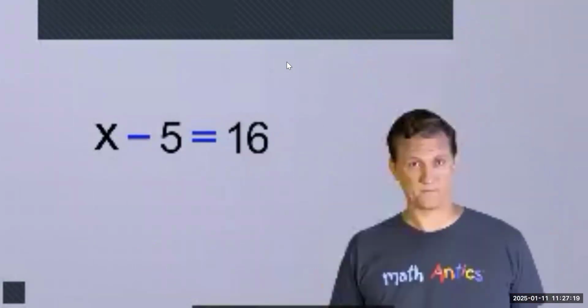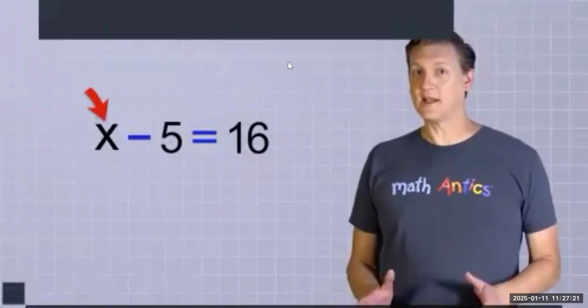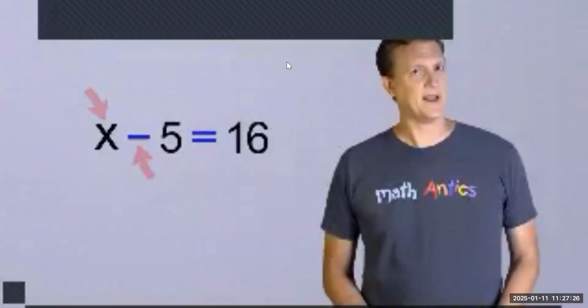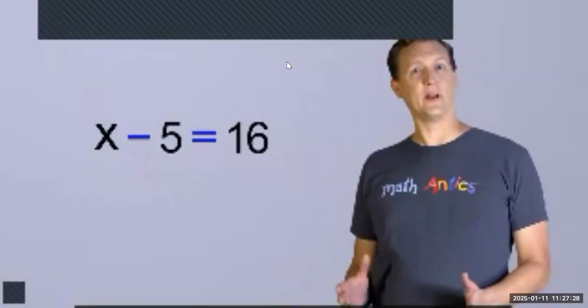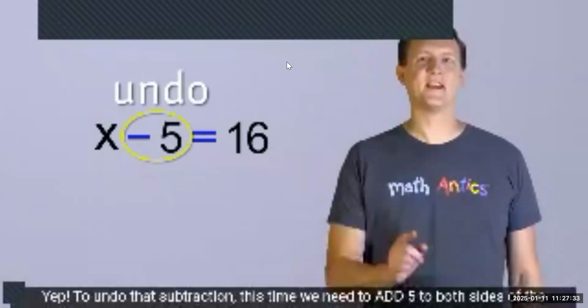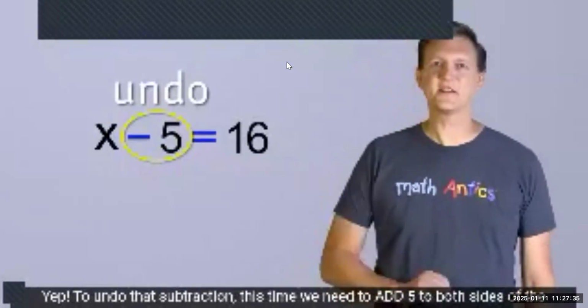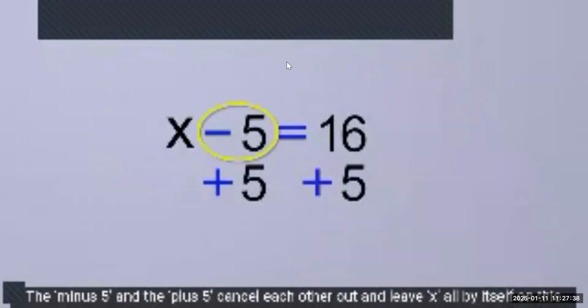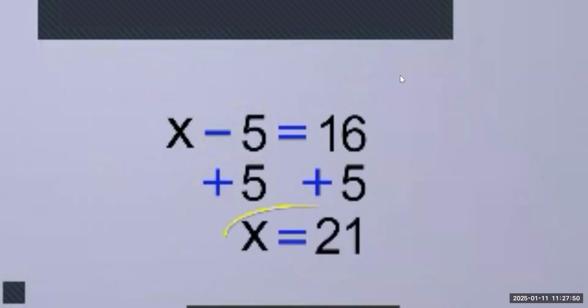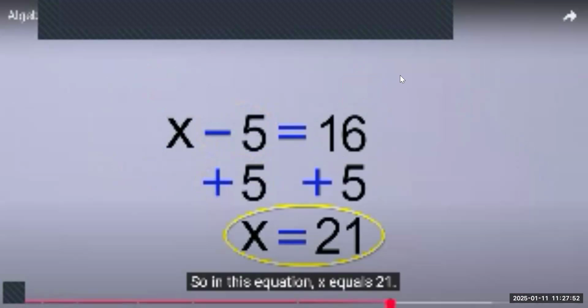Like in this example, x minus 5 equals 16. In this case, x is not by itself because 5 is being subtracted or taken away from it. Any ideas about how we could get rid of or undo that minus 5? Yep, to undo that subtraction, this time we need to add 5 to both sides of the equation. The minus 5 and the plus 5 cancel each other out and leave x all by itself on this side. And on the other side, we have 16 plus 5, which is 21. So in this equation, x equals 21.